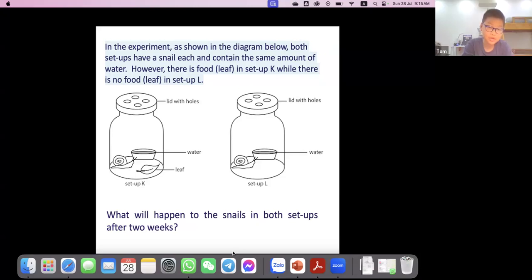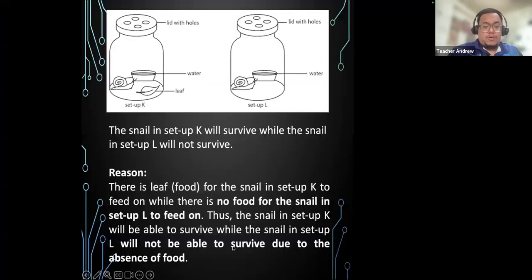The snail would likely survive in step K, but it would not in L because there is no food, so it can only drink some water. All right, you're very right. To answer this question, you put the snail in K, which will survive, while the snail in L will not survive. The reason is that there is food in K, but there's no food in L. So in K the snail can survive, while in L the snail will not survive due to the absence of food.